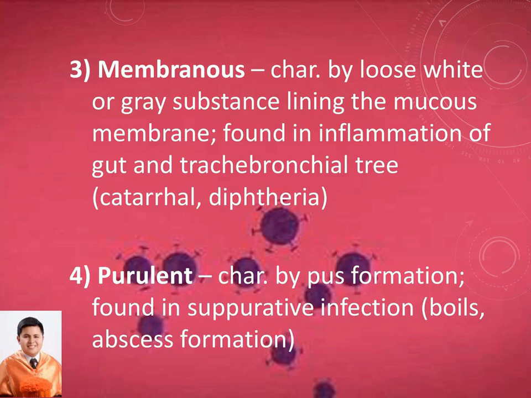This is characterized by pus formation and are commonly found in suppurative infections such as boils and abscess formation. When we say suppurative, it consists of plasma with both active and dead blood cells such as the neutrophils, fibrinogen, and other necrotic parenchymal cells.